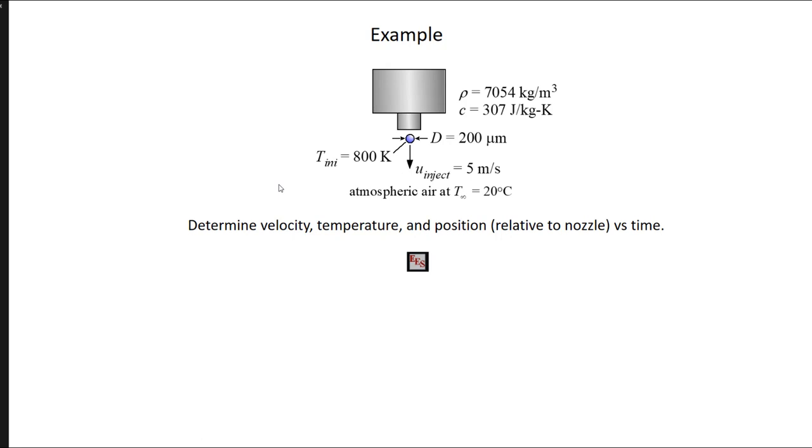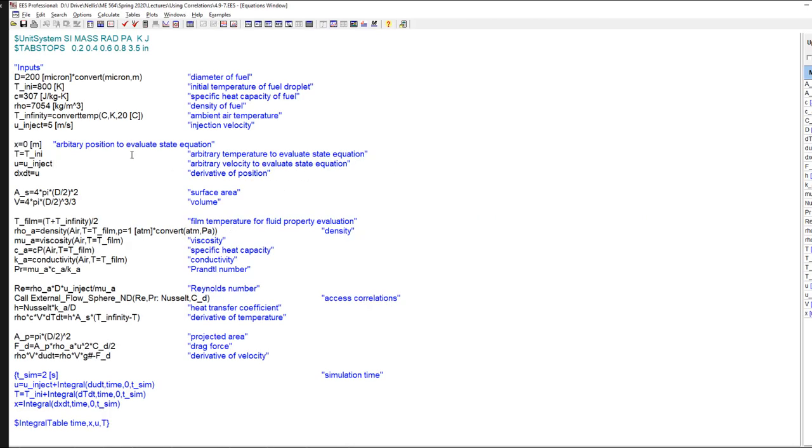So let me find that. So here are the inputs. This is just the inputs to the EES program, right? We have the diameter, temperature at the beginning, and then some properties, the air temperature and the injection velocity.